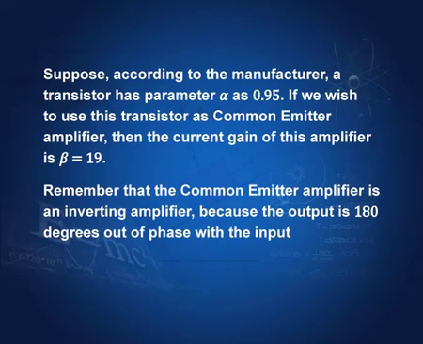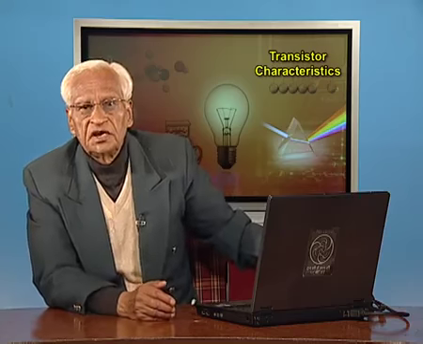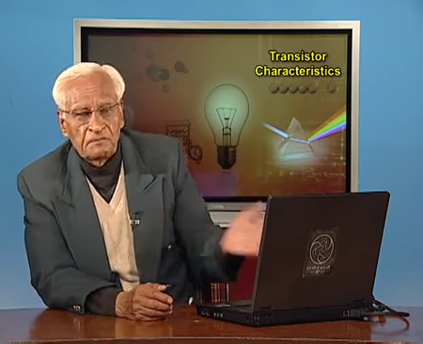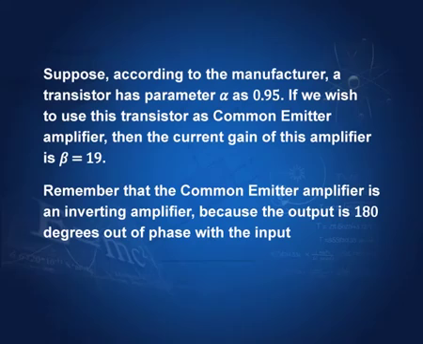Remember that the common emitter amplifier is an inverting amplifier. Why is it inverting? Because the output is in a phase opposite to the input. Therefore, it is an inverting amplifier. Whatever is positive in the input becomes negative in the output. So, it inverts in that sense, because the output is 180 degrees out of phase with the input.